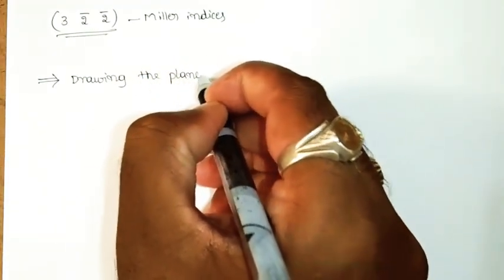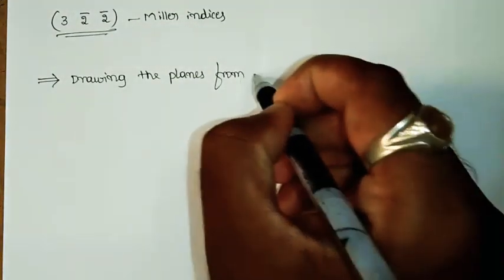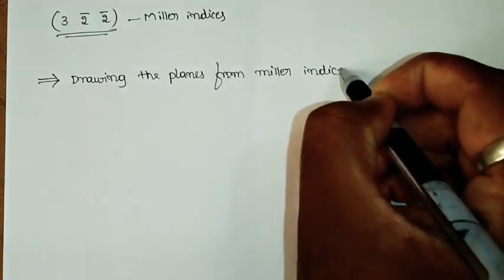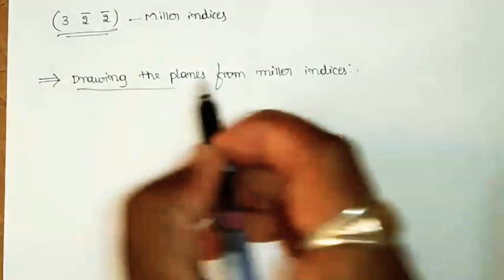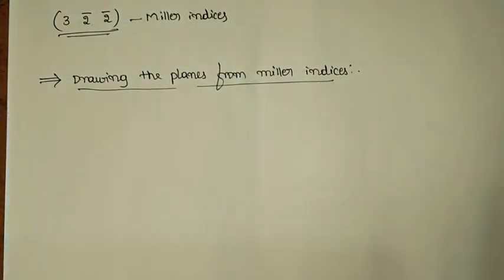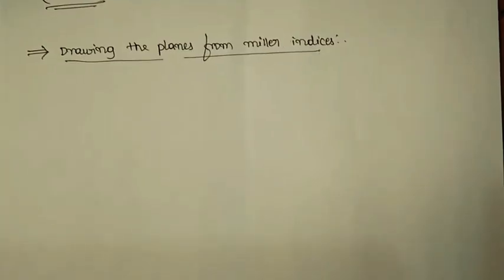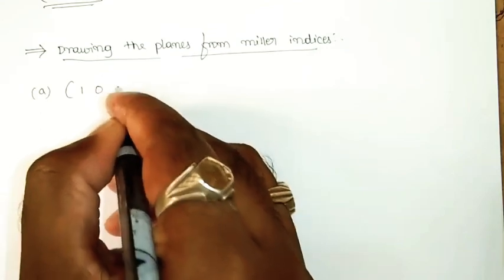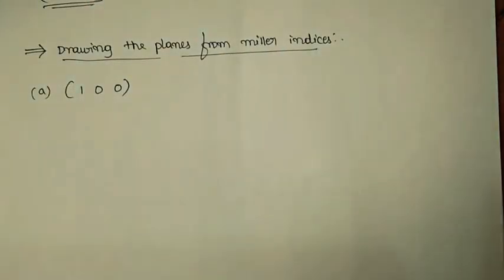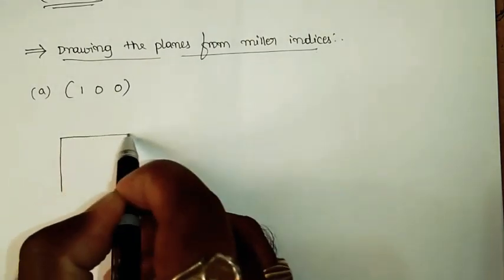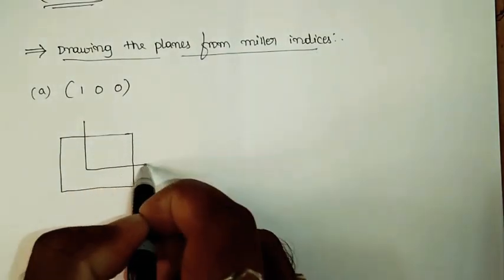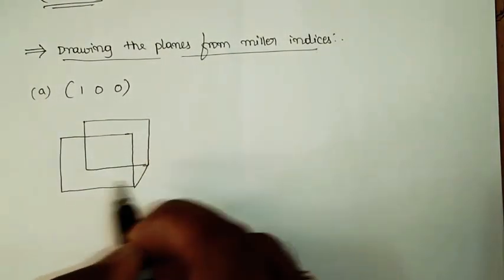Drawing the planes from Miller indices. Now we shall see how to draw the planes by taking the Miller indices. Let me consider one simple plane, that is 1, 0, 0. This is the Miller indices given, and now we shall draw the plane for this particular Miller indices.